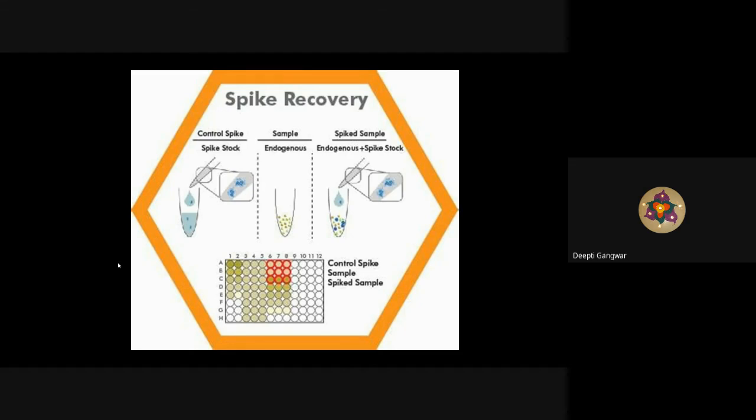The ELISAs, when they fall in the range of 80 to 120% of your expected values, are considered as good ELISAs.